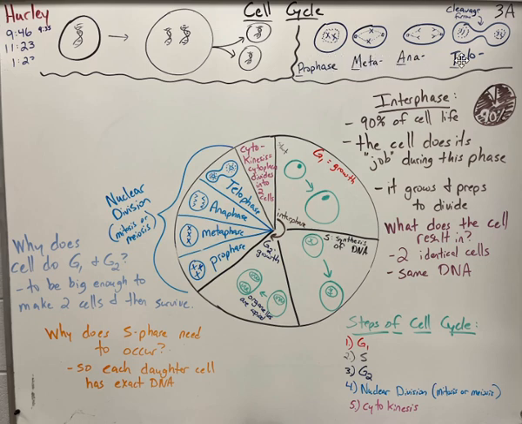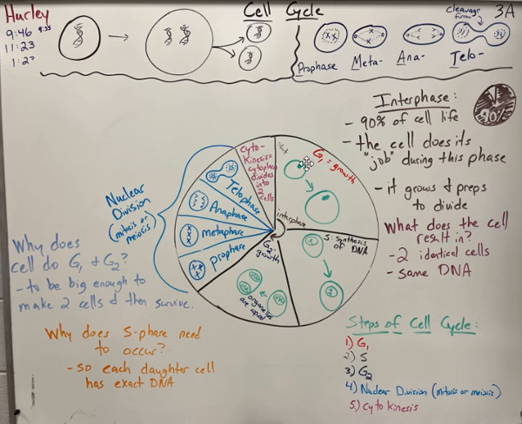So prophase, metaphase, anaphase, and telophase is the division of the nucleus. And typically we say PMAT. When we see PMAT, you'll think of mitosis. We'll also talk about a process called meiosis, where this process happens twice.